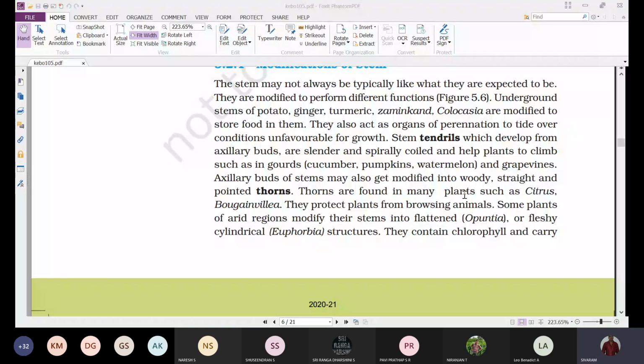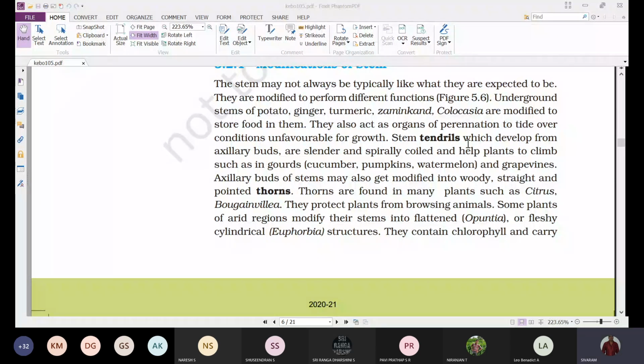And a potato we commonly call a tuberous stem because they don't have a particular shape and particular arrangement. Okay, that is. And next, another important thing that is related to these underground stems.